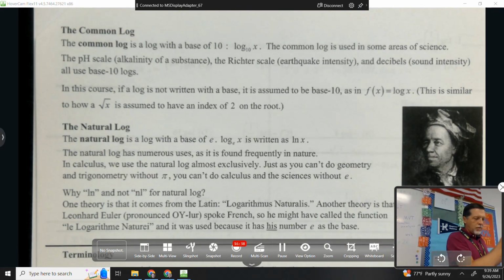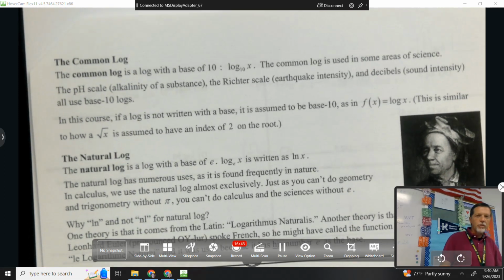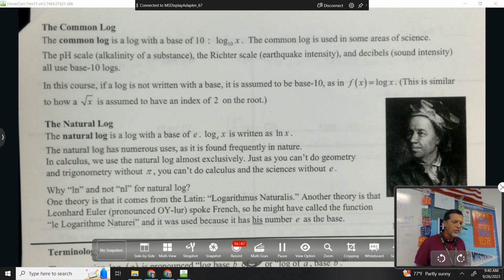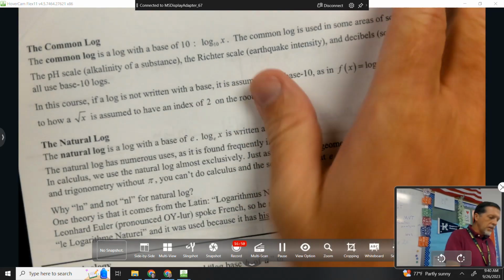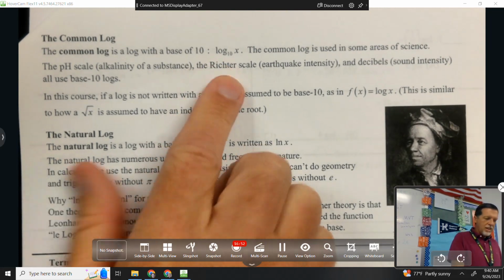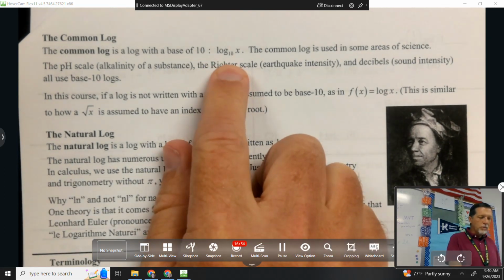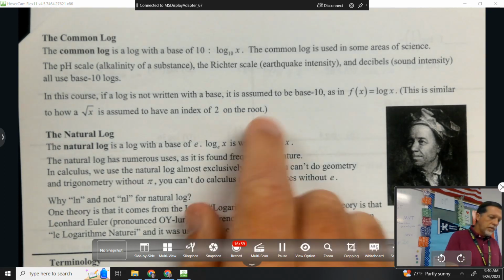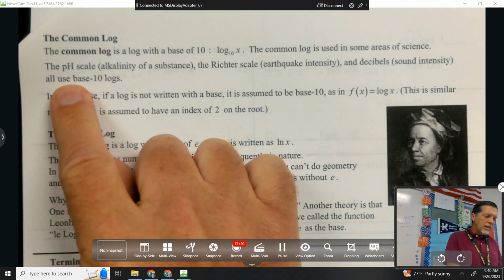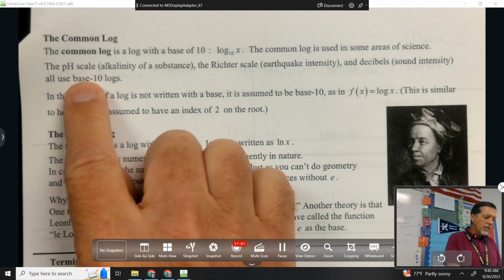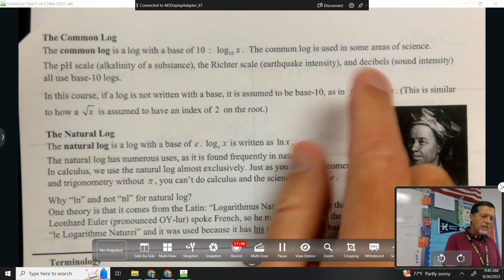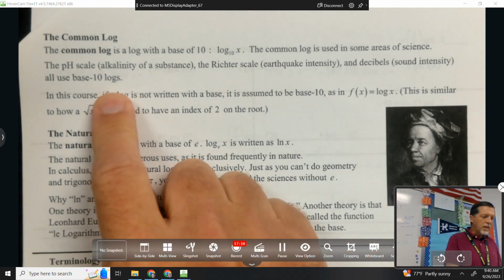All right, some information that you don't really need, but maybe it's interesting, so we'll go through this quick. Again, we don't often put history questions on tests, but the common log is log base 10. Again, you don't usually write log base 10. If it's not there, it means base 10. This is used in science: pH scale, that's chemistry stuff, Richter scale, earthquake, decibels, all use base 10 logs.